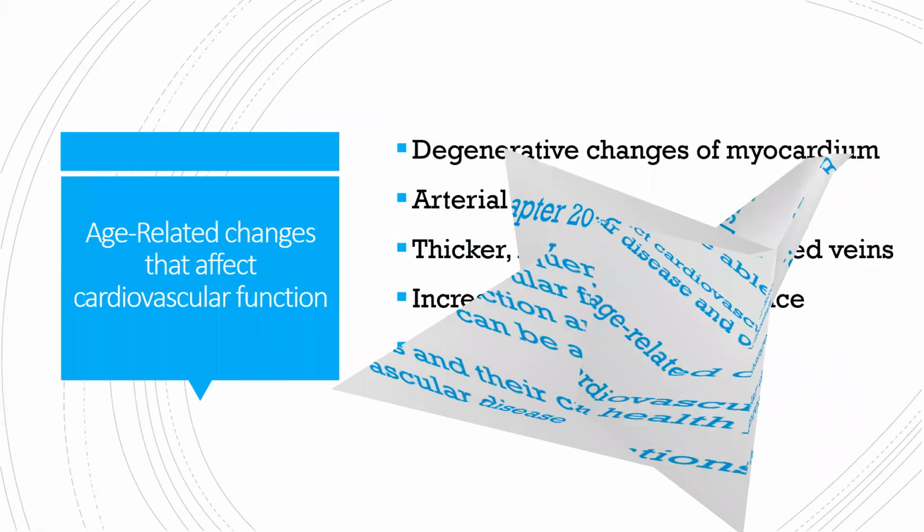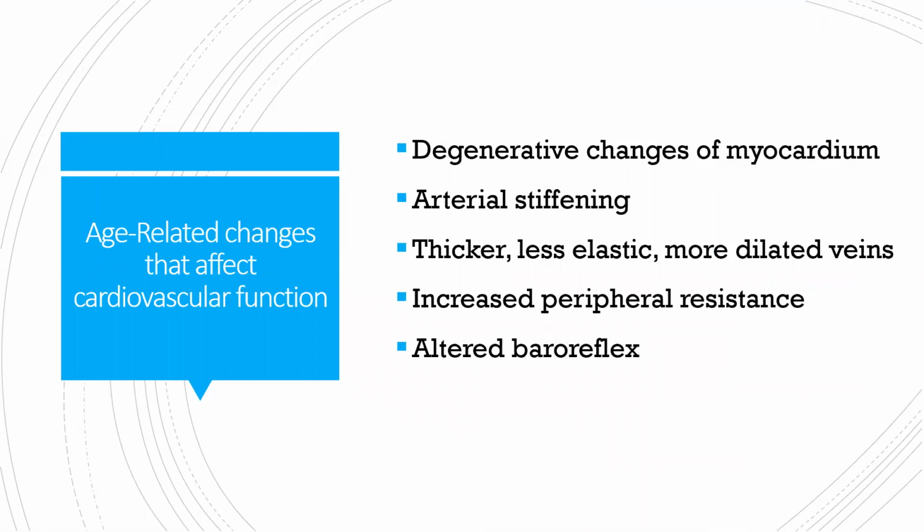So we have those age-related changes that affect cardiovascular function. Again, these are throughout every chapter, we're going to have those age-related changes. So degenerative changes of the myocardium, we're going to have arterial stiffening, thicker, less elastic, more dilated veins, increased peripheral resistance. We have an altered baroreflex.